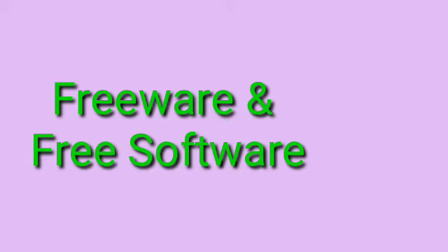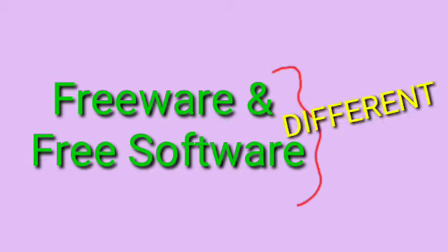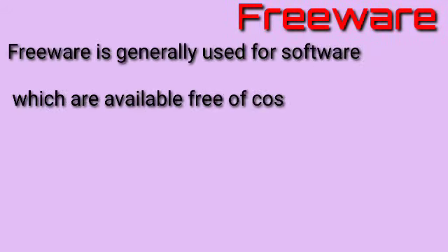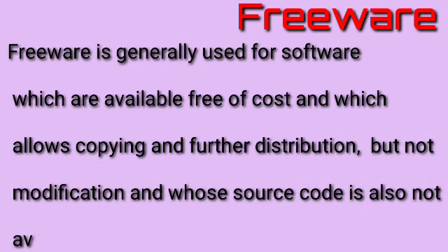Now moving forward to freeware software and free software. The terms freeware and free software are totally different. Do not mix both the terms or get confused by them. Let us discuss what is freeware. The term freeware is generally used for software which is available free of cost and which allows copying and distribution of the software, but modification cannot be done. Freeware is freely available and can be copied or distributed, however changes can't be made. The source code is not available, so changes cannot be made.